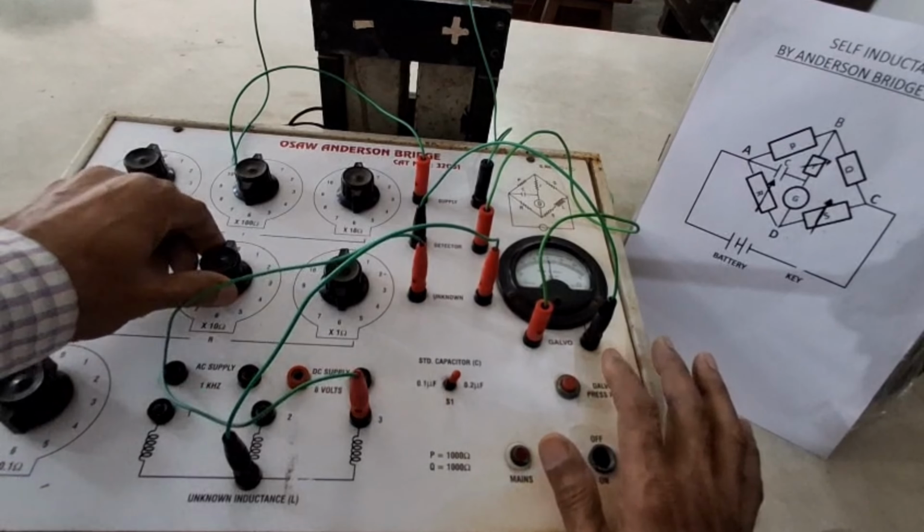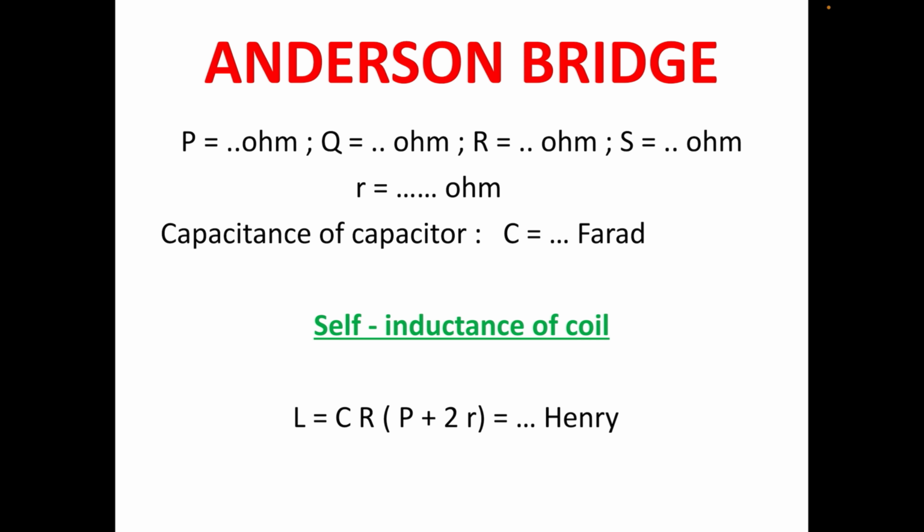Keep the values of resistance P, Q, R and S same. Adjust the value of resistance r till sound heard from headphone has almost zero intensity. Note the value of resistance r. Using the noted values of resistance P, Q, R, S and r and capacitance of the capacitor C, calculate self-inductance of the coil by using the relation L equal to CR into P plus 2R.